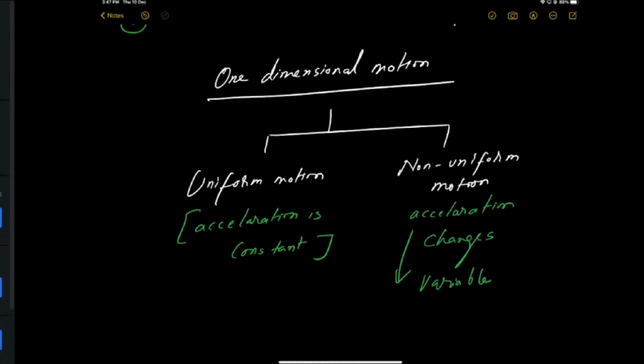Okay, at extreme positions acceleration is maximum, at mean position acceleration is zero. So acceleration is changing, right? So simple harmonic motion is the best example of non-uniform motion that you will come across. It's a separate chapter, and there are lots of things you need to learn in simple harmonic motion.